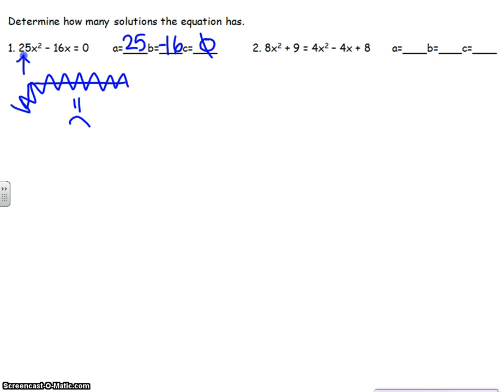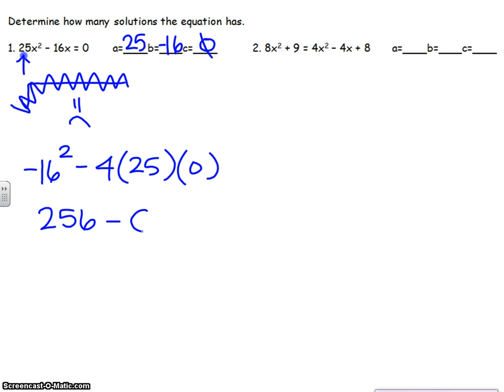Okay, so we'll just start with b squared, so negative 16 squared minus 4 times 25 times 0. When we do negative 16 squared, negative 16 times negative 16 is going to be 256. And then 4 times 25 times 0 is going to give us 0. So we have 256. This is the value of our discriminant.